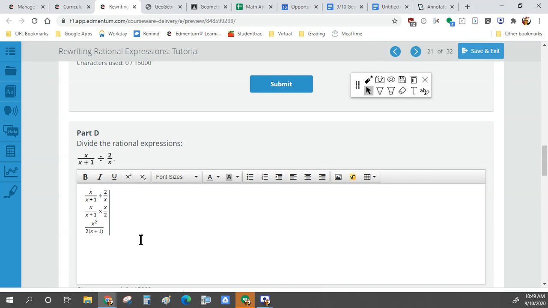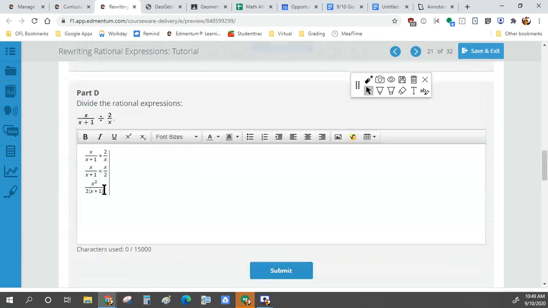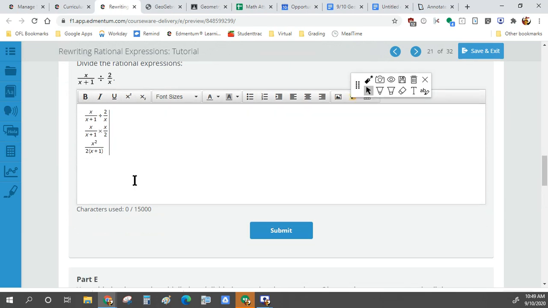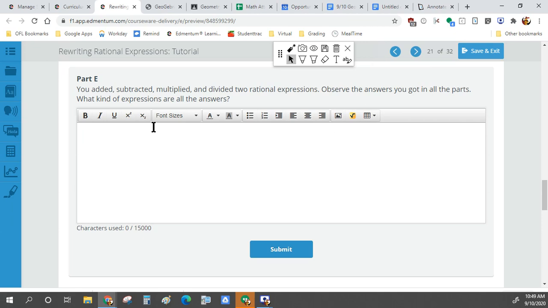So again, guys, I really think you should show your work, not just because your teacher might send it back if you don't, but because it's good practice to understand what we're doing here. And then you add, multiply, and divide. Observe your questions and answer points. What kind of expressions are all of your answers?